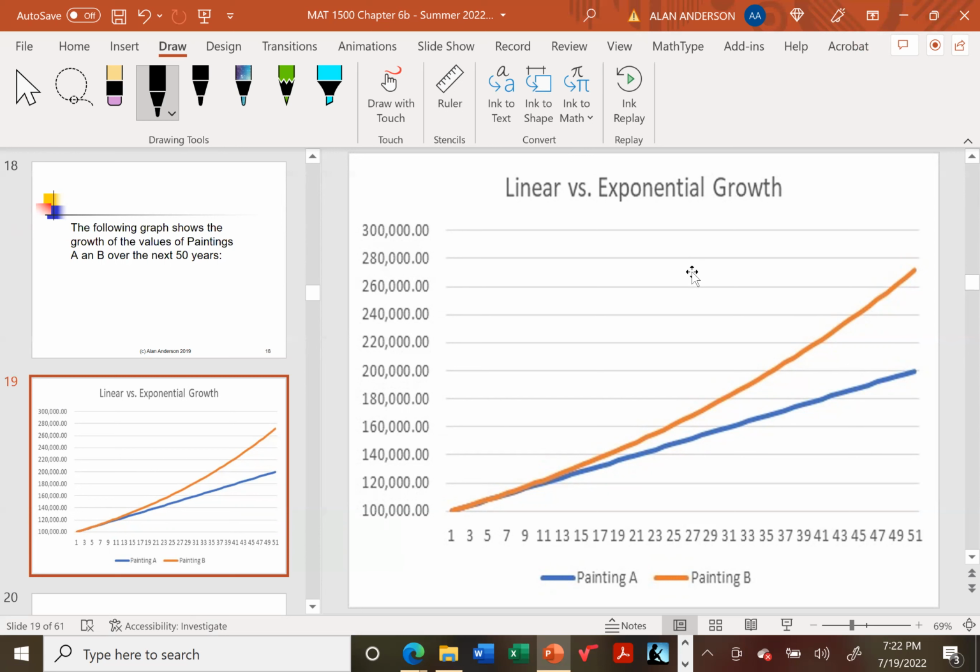Now, of course, one of the reasons why this might matter to you is that if you're planning for your retirement and you are looking at the investments you have, obviously B is going to be the better choice. Now, it's not always possible to find investments like that, but as long as you understand what the growth rate looks like, that'll make things a lot easier.